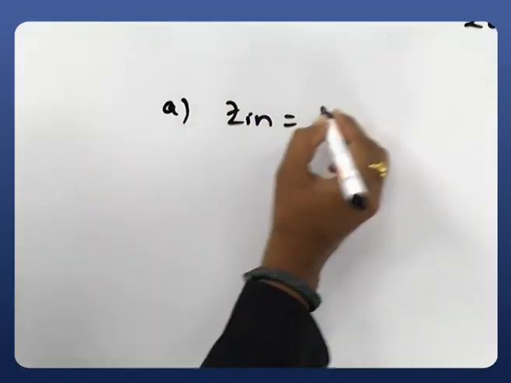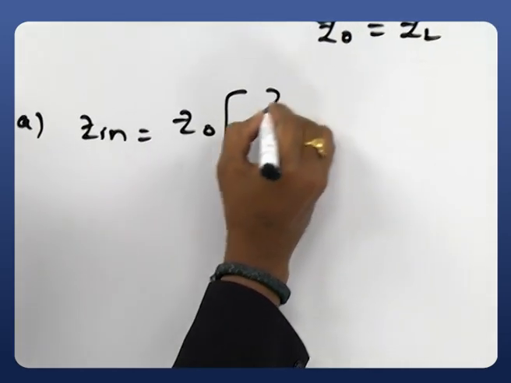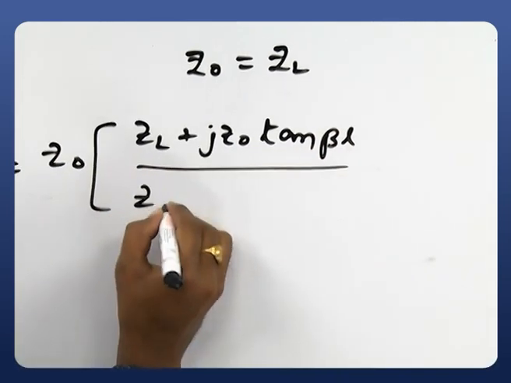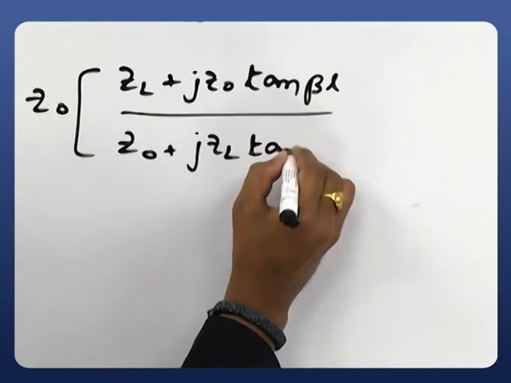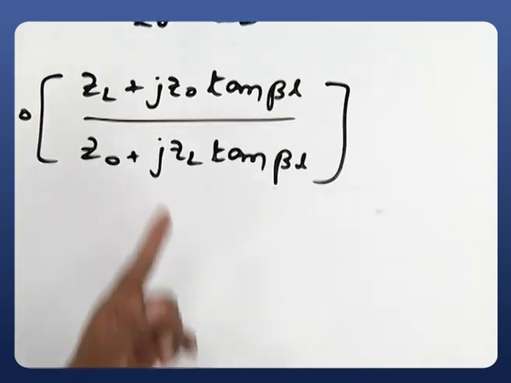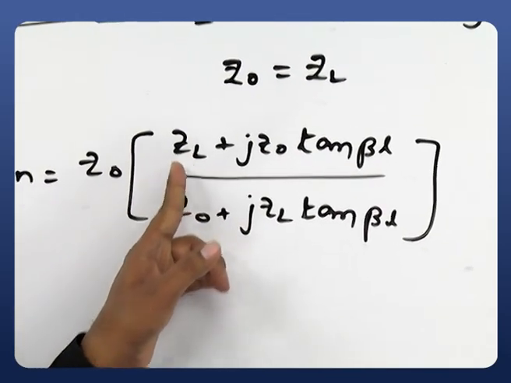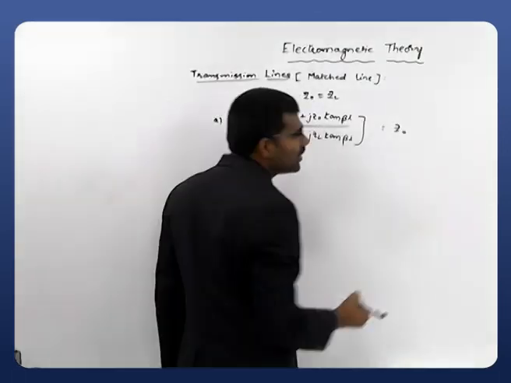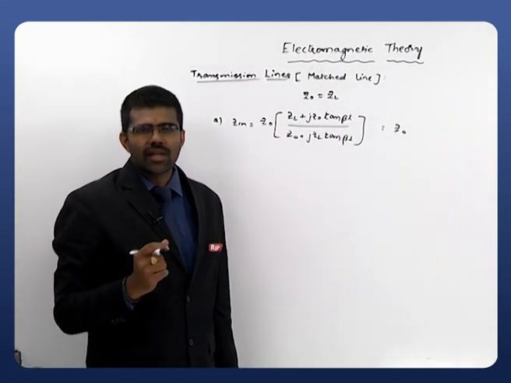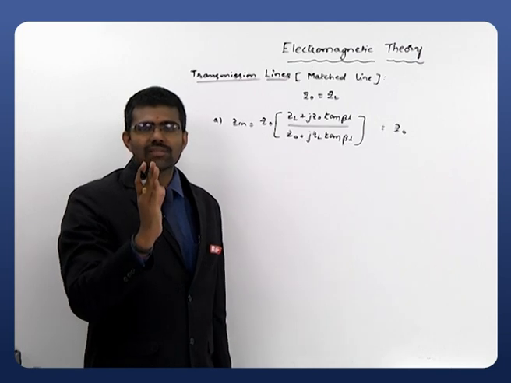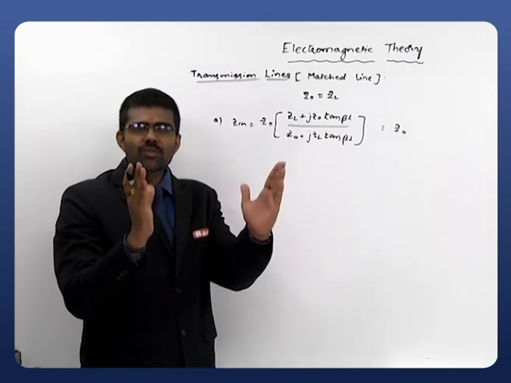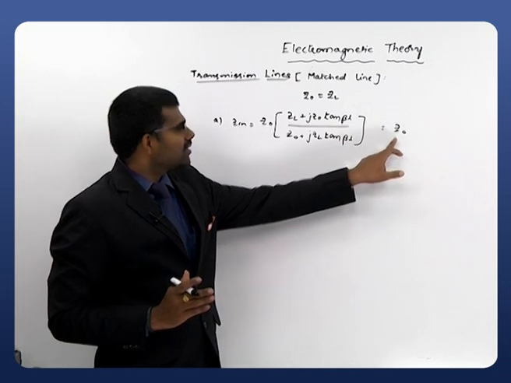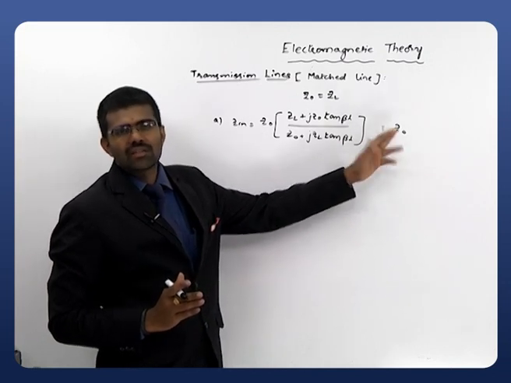What is Zin? Zin is equal to, write down the basic equation, Z0 into ZL plus jZ0 tan βL divided by Z0 plus jZL tan βL. Now substitute ZL equal to Z0. If you substitute ZL equal to Z0, these two terms will cancel, and then Zin is equal to just Z0. So whenever we have a transmission line with load impedance equal to the characteristic impedance, the input impedance must be equal to the characteristic impedance. It's a very simple one, right? And clearly it is a pure resistive term. There is no reactance here, right?